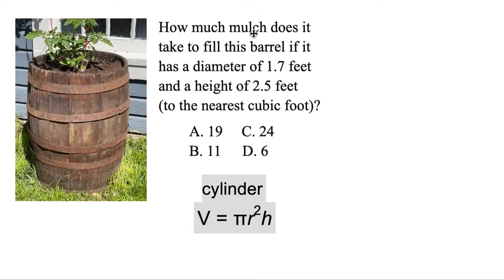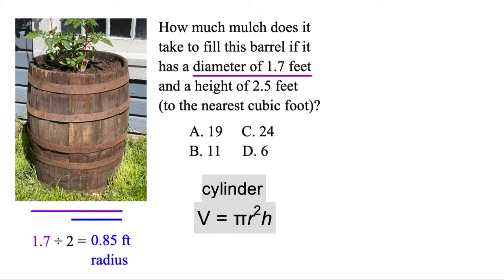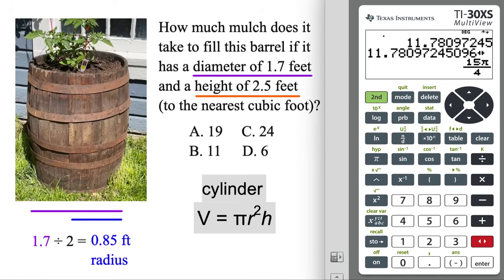But the radius, once again, they'll often give you the diameter. Diameter goes all the way across, so that's 1.7. But just like we did, the radius is exactly half. Let's divide 1.7 by 2. That'll give us 0.85 for the radius. Okay, so we know r now. But they've given us h. That's just 2.5. So we're ready to type this in.